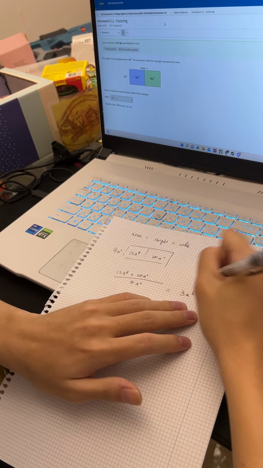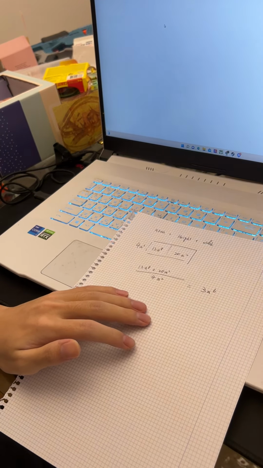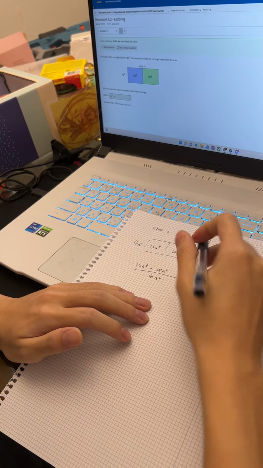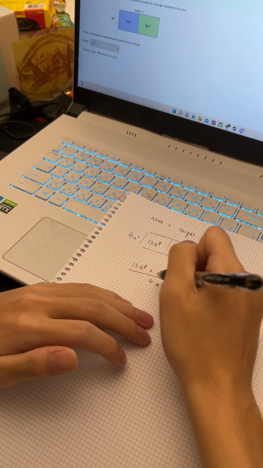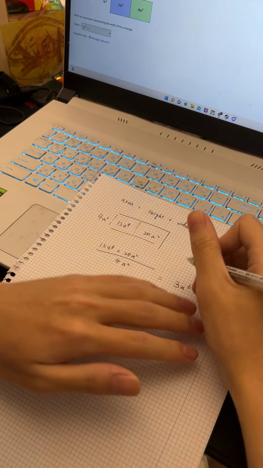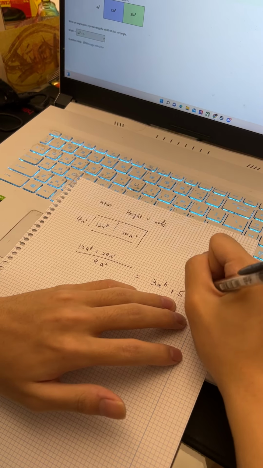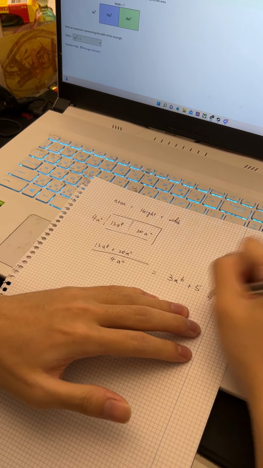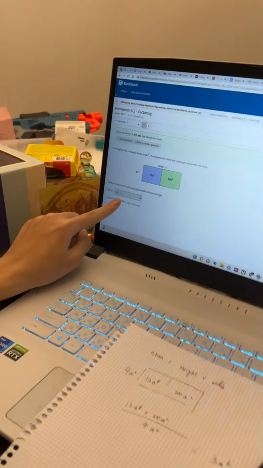3a to the 6th, because 12 divided by 4 is 3, and by the power rule, when powers are divided by each other, we subtract the powers. So 8 minus 2 is 6, plus 20 divided by 4 is 5, and then the a squared cancels, so the answer will be 3a to the 6th plus 5, which is the answer.